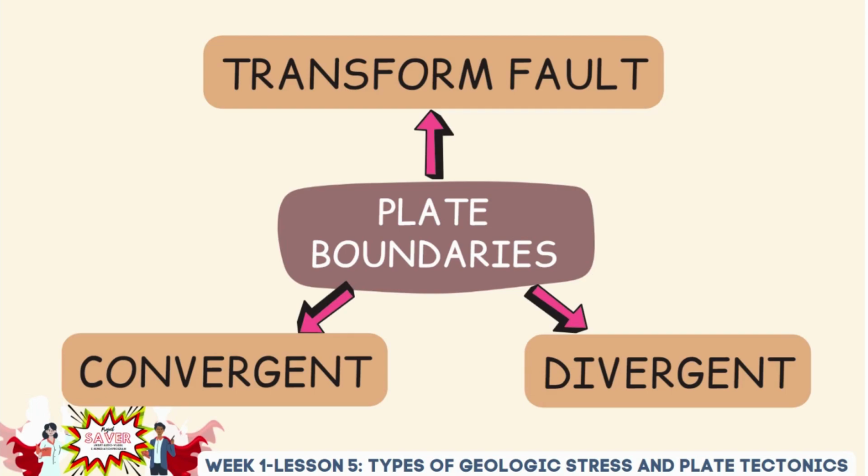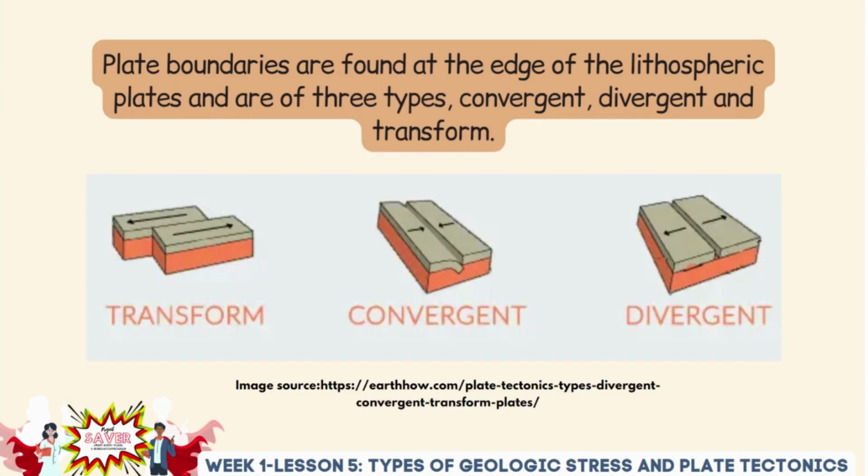All tectonic plates have boundaries with other tectonic plates. These boundaries are divided into three main types, depending on how the tectonic plates move relative to one another. And these are transform fault, convergent, and divergent plate boundaries. Plate boundaries are found at the edge of the lithospheric plates.